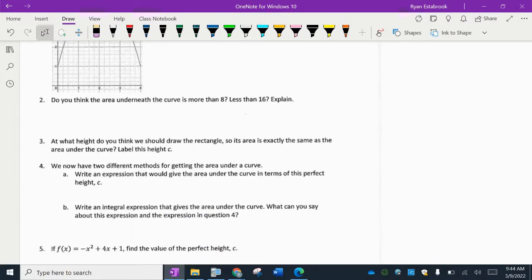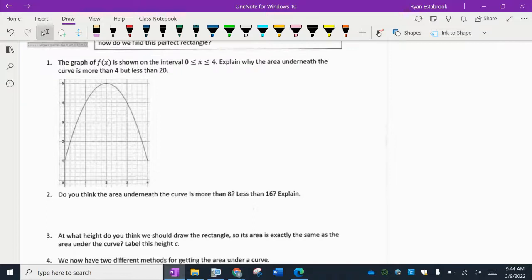Question 3 gets to the heart of the matter with this average value. At what height do you think we should draw a rectangle so its area is exactly the same as the area under the curve? So for this last one, I looked at the area under the curve, this blue region, and I compared it with the rectangle at the height of 4. I said that this rectangle or this square is too big of an area.